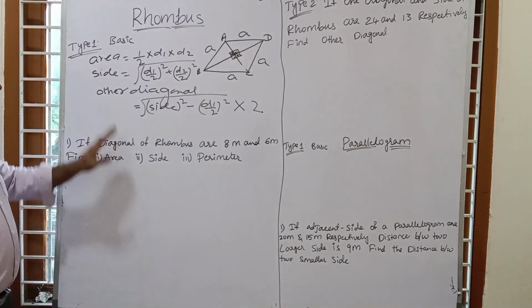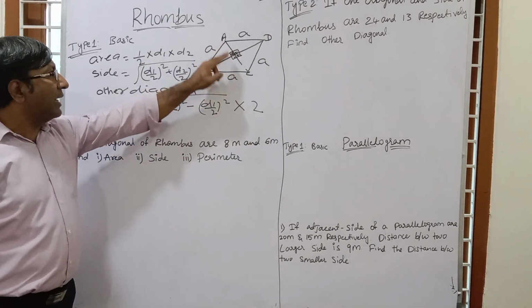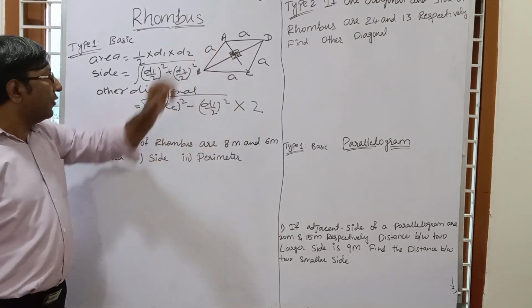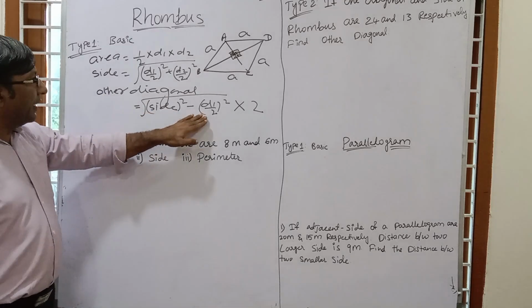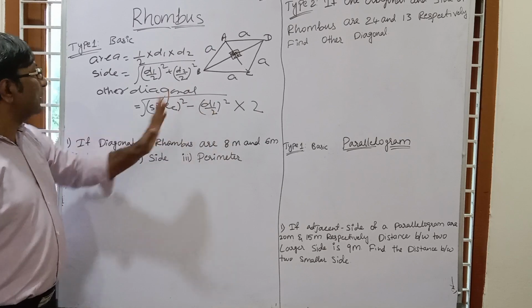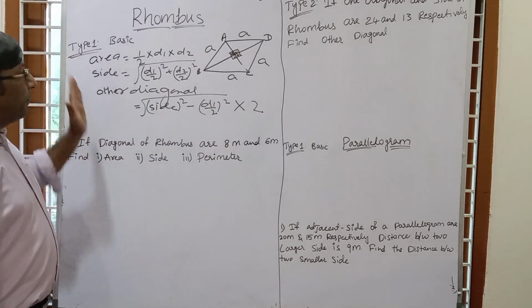This is the tricky formula of the other diagonal, because this is 90 degrees. So half of this and half of this become the hypotenuse. So the other diagonal will be root under side square minus D1 by 2 whole square, into 2. These are the three basic formulas in the rhombus. So this is the most important formula.